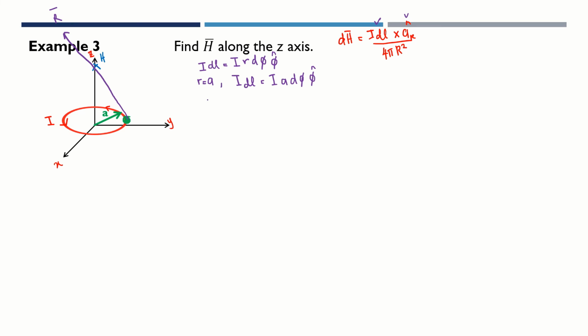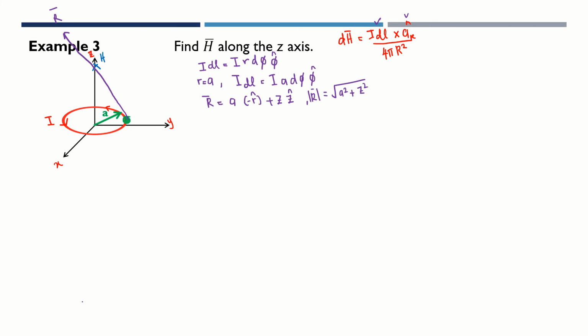Next, you know your I dL already. What is your unit vector? To form your unit vector, you need to find vector R. This is your point of H, so it will be a at the minus r direction, because it's going back here, and then plus z in the z direction, since you have not arrived at your H yet. So what is your distance R? It will be the square root of a squared plus z squared.